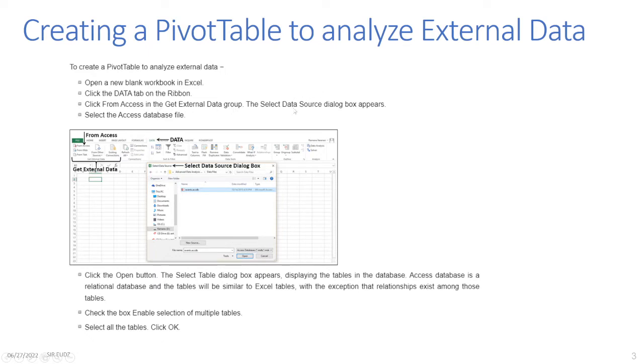So from Access, the Select Data Source dialog box appears. Select the Access database. Click the Open button. The Select Table dialog box appears, displaying the tables in the database. Access database is a relational database and the tables will be similar to Excel tables, with the exception that relationships exist among those tables. Check the box Enable Selection of Multiple Tables, then select all tables and then click OK.